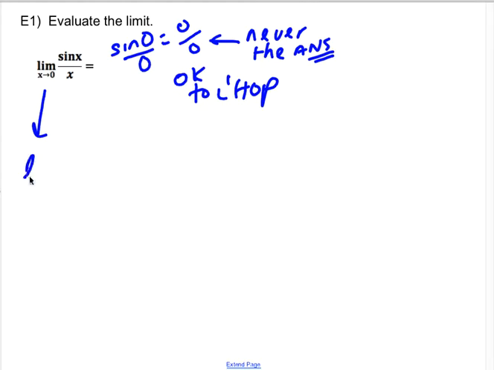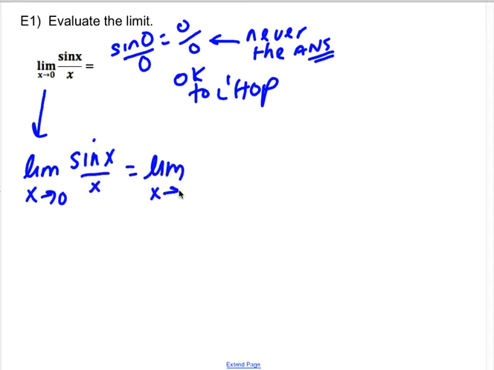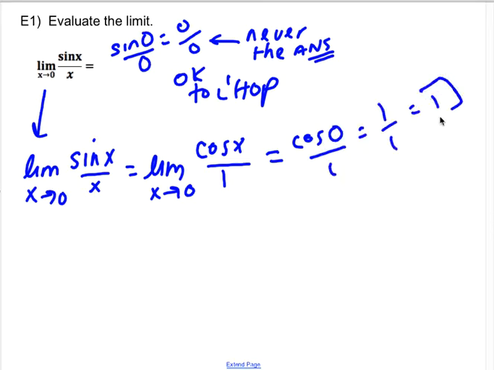So L'Hopital's says that the limit as x approaches 0 of sine x over x is equal to the limit as x approaches 0 of the derivative of sine, which is cosine, over the derivative of x, which is 1. Again, this is not finding the derivative of sine x over x, which would require a quotient rule. This is L'Hopital's rule, which says you can differentiate the top and differentiate the bottom, and it has to be in a limit. So now when I plug in, I get cosine of 0 over 1. Well, that's a 1 over 1, which is totally just a 1. So the answer to this problem is that the limit as x approaches 0 of sine x over x is a 1. And that's it. That's my answer.